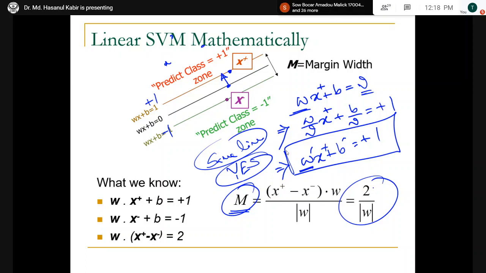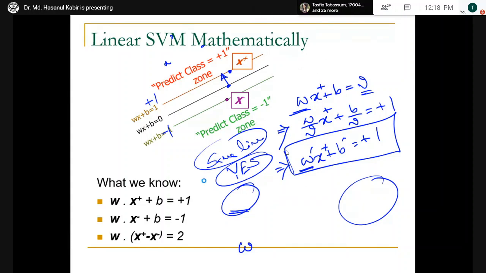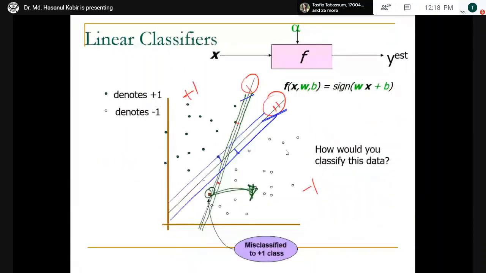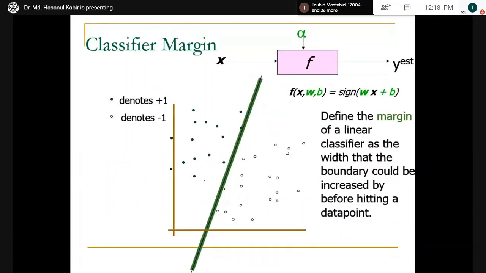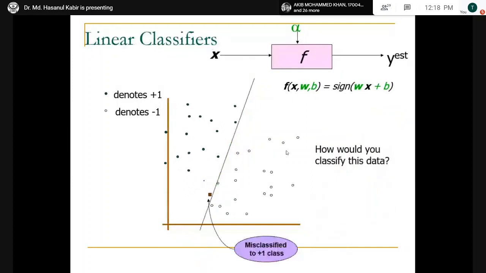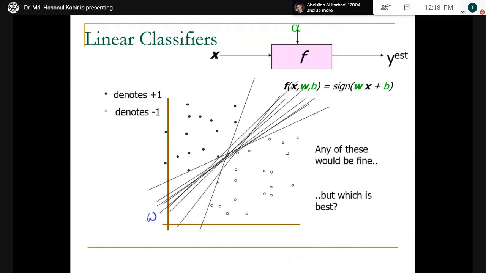Okay, so we have seen the proper definition. Now we are looking at different choices of w. As we have seen in the previous slide, we have a lot of lines, right? Each line is represented by a particular setting. This one will have its own w, and this one will have its own w. But among all these possibilities, which one will you pick? You pick the one with the maximum margin.